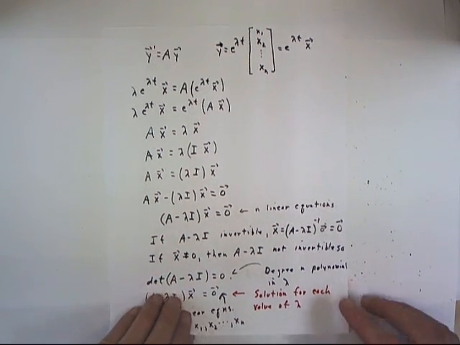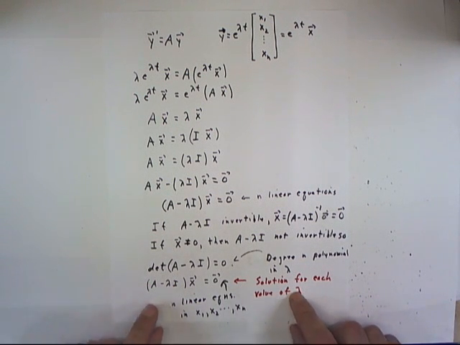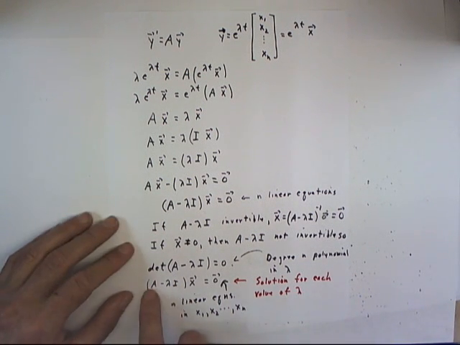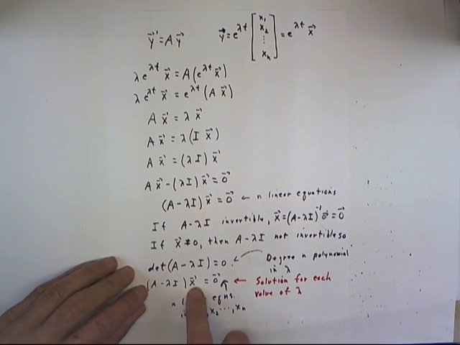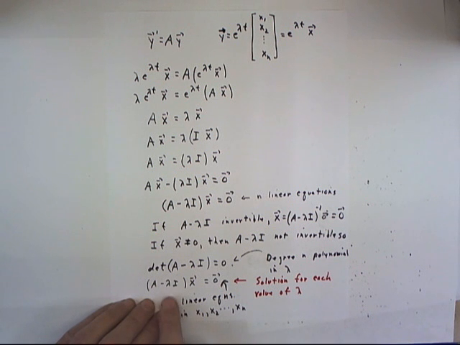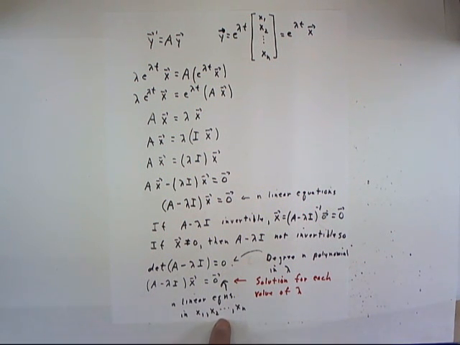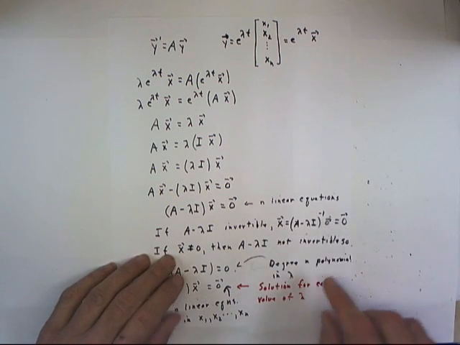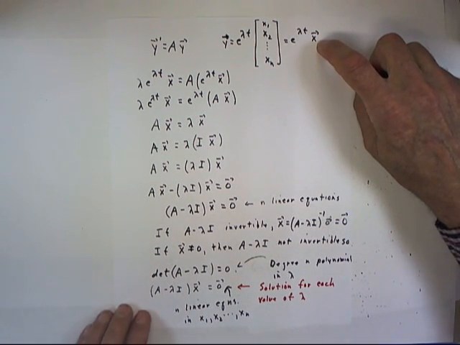Every one of those solutions gives us a different set of equations. A minus lambda I times the x vector equals the 0 vector. So every different value of lambda gives us a different system of equations. But in any case, every solution for lambda does give us n linear equations in x1 through xn. So we have at least the potential to get n different solutions for the x vector. So there are n possible solutions for x vectors.